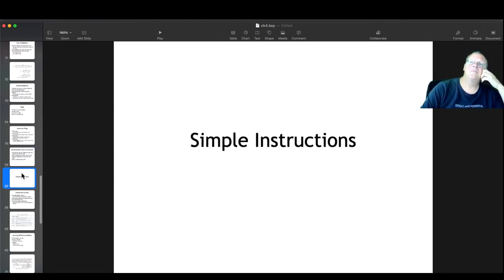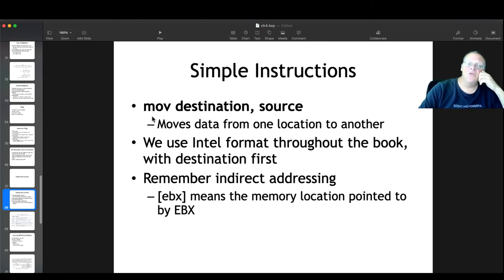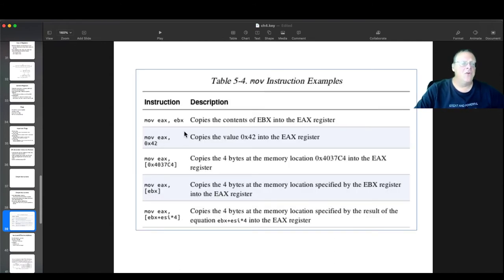All right, so here's a few instructions. The most common one is move. Move source to destination. You just move the data from one place to another. Indirect addressing means that if you put square brackets around one of these, it becomes a memory address. And whatever's inside here determines the address. You could put an immediate constant in here, or you could put a register in there like EBX. And then it will take EBX and interpret that 32-bit value as a memory address and refer to that memory location. So move EBX to EAX, we'll take whatever's in EBX and put it in EAX. Move 42 into EAX, we'll take the immediate number 42 and put it in there.